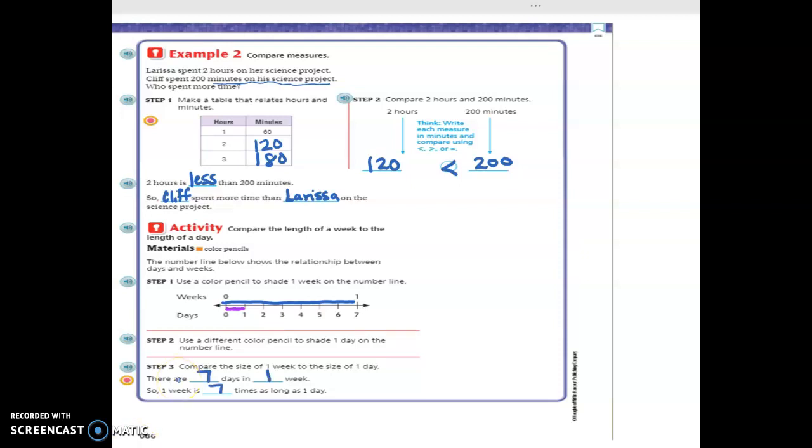So it says right here, compare the size of 1 week to the size of 1 day. So there are 7 days in 1 week. So 1 week is 7 times as long as 1 day. And that's true. You need 7 days to make a week. In other words, that's the fancy way to say it. Go ahead and turn the next page.